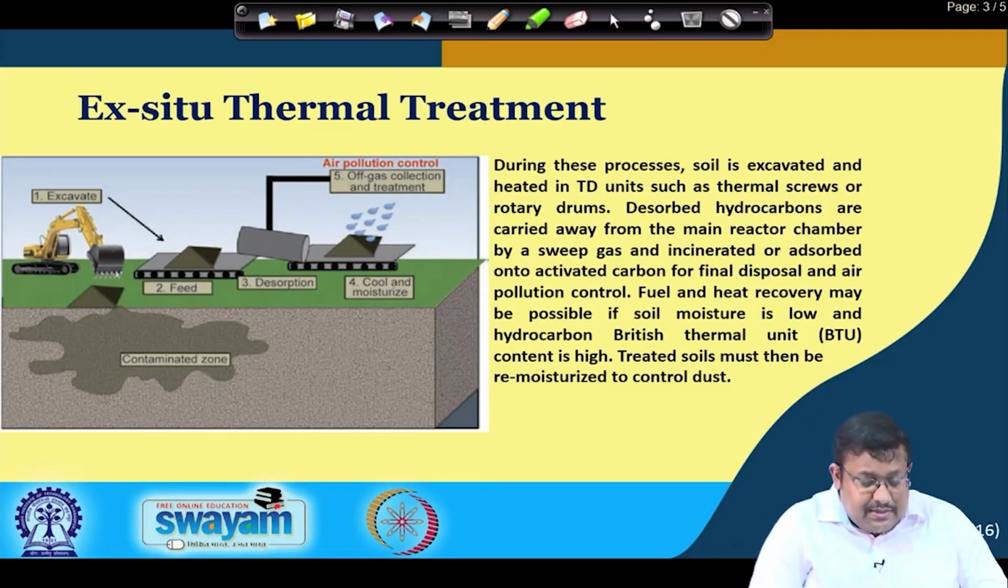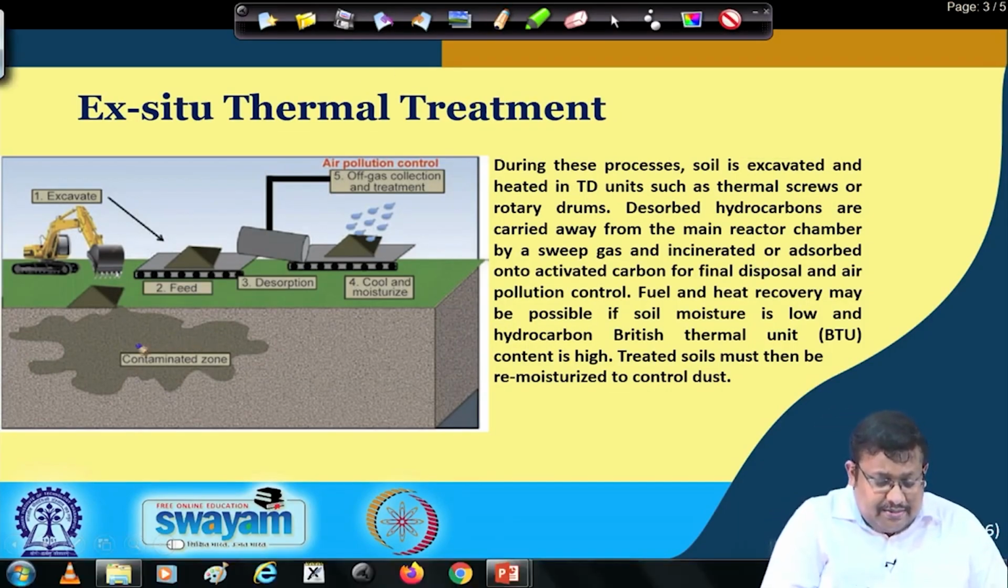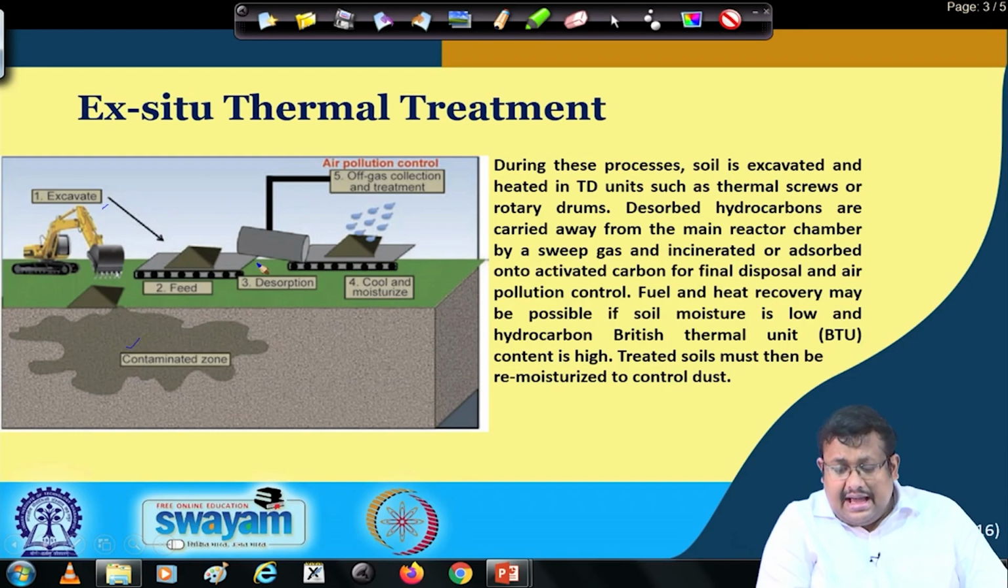The ex situ thermal treatment has been shown here in this picture. During this process the soil is excavated and heated in a thermal desorption unit. This TD is a thermal desorption unit such as thermal screws and rotary drums. As you can see here, this is a contaminated soil, and the soil is excavated and then fed into this thermal desorption unit such as thermal screws and rotary drums. And these dissolved hydrocarbons are carried away from the main reactor chamber by a sweep gas and incinerated or adsorbed onto activated carbon for final disposal and air pollution control.